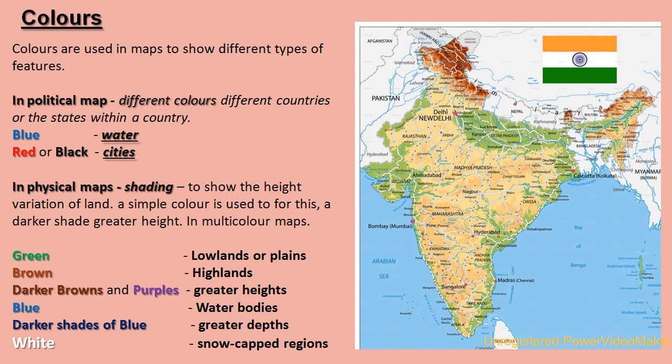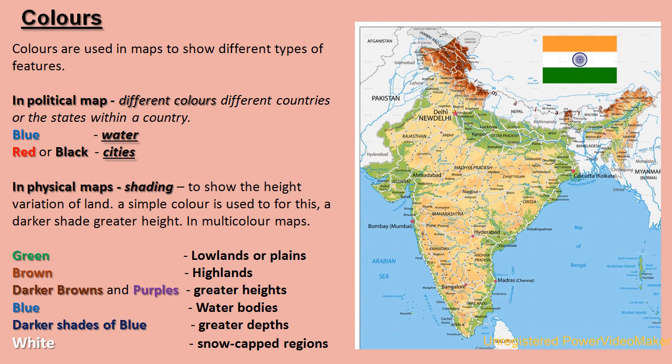Light shades show the lower height, and darker shades show the greater heights. In multi-color maps, suppose in a map which shows only one color or a simple color, then the darker shades show the high range and the light shades show the lower range of land.